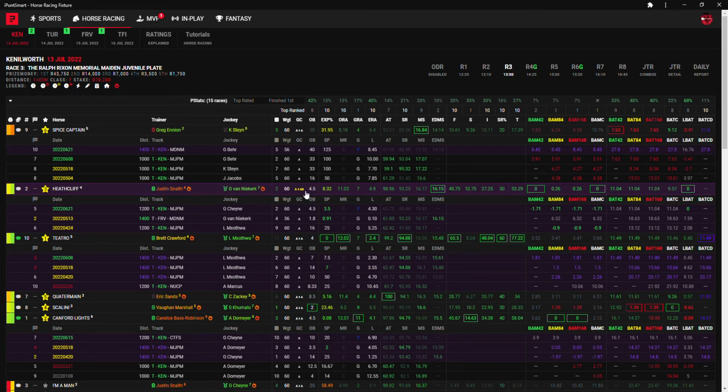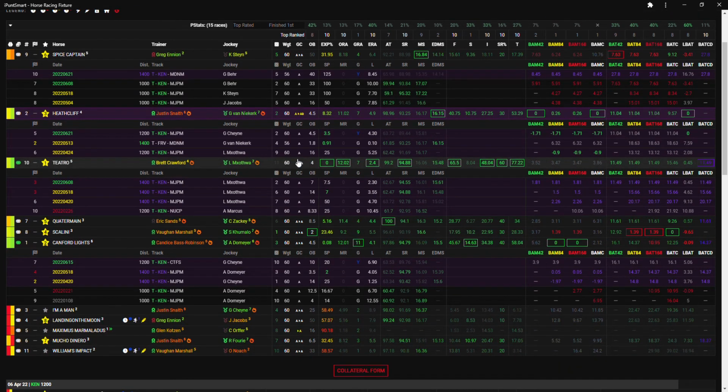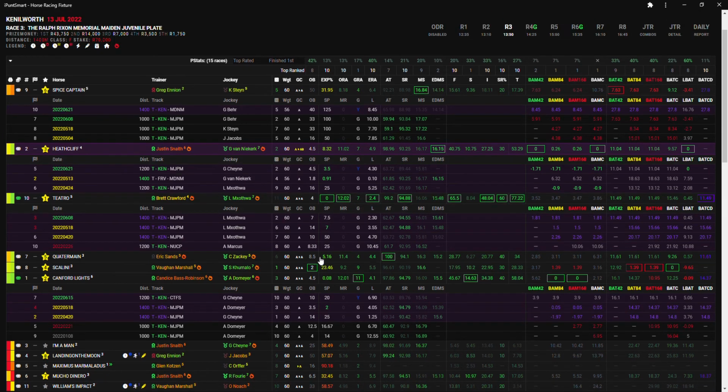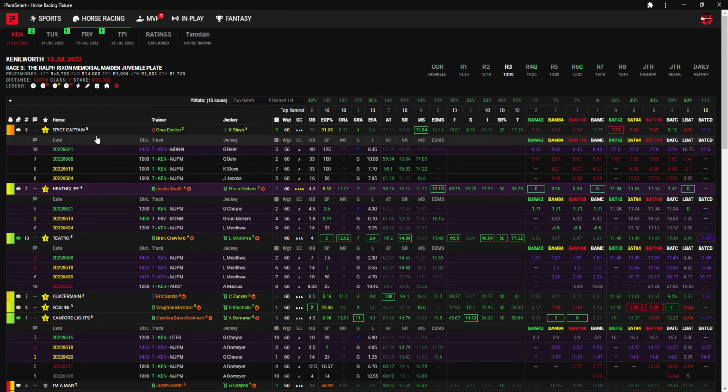It does get the blinkers today, and 4 kilogram higher up. And that was a Fairview run, so the class of Fairview is a little bit worse than the class of Kenilworth. So a lot of things to consider when you're actually looking at the data like that in specific details.